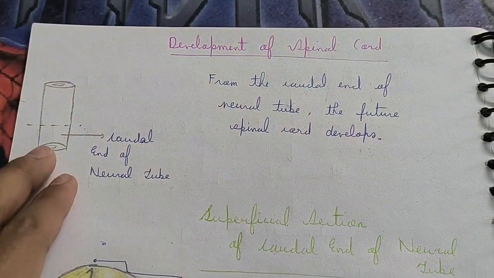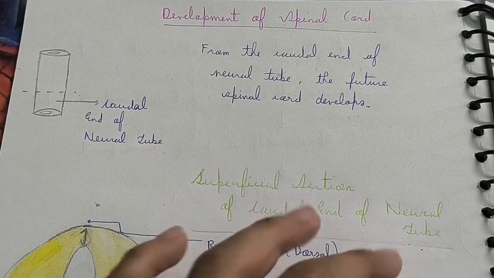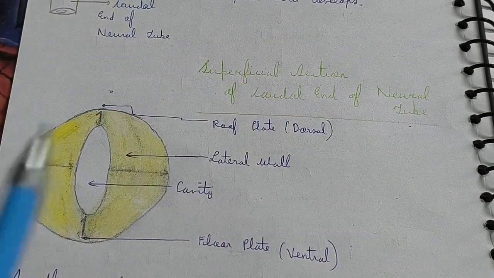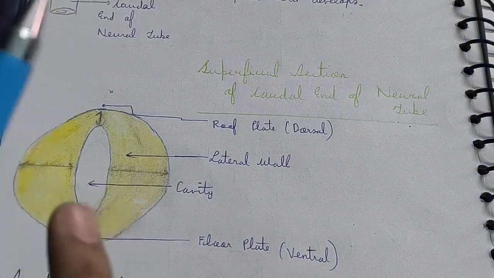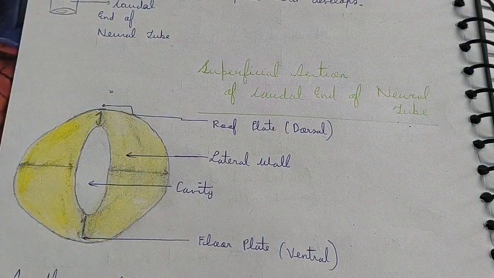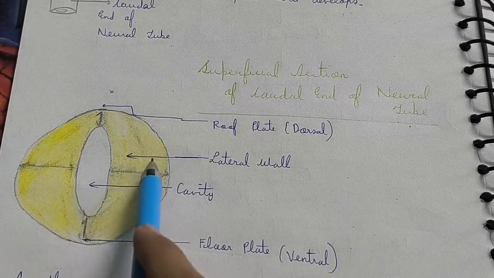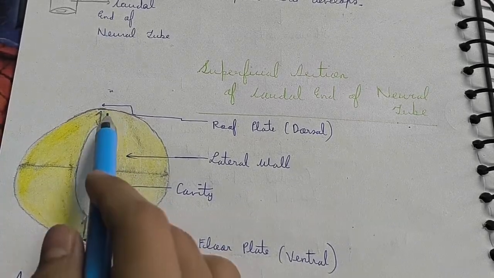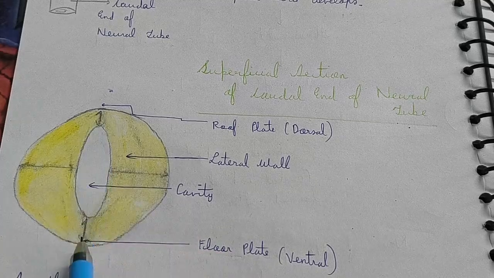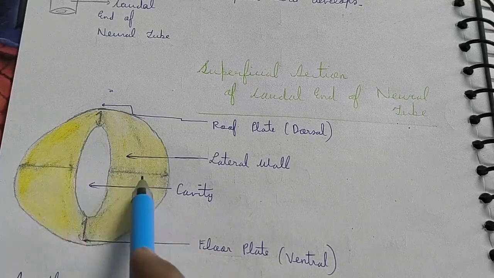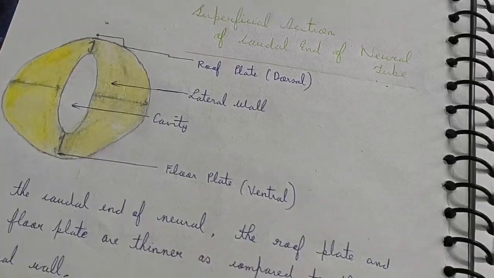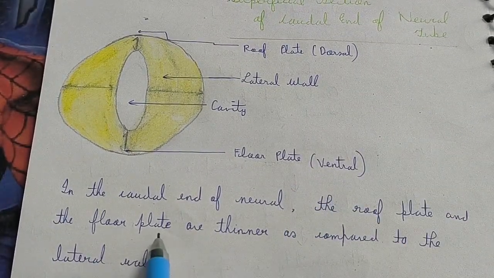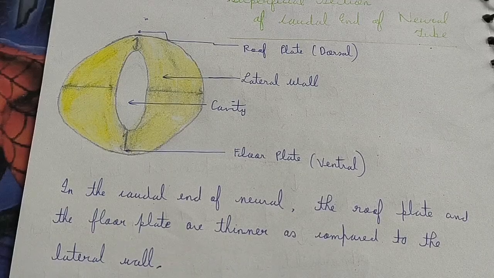Now I want to show the superficial sections of the caudal end of the neural tube. This is a superficial section, and this will help you to easily understand the formation of the spinal cord. This is the cavity or lumen, this is the lateral wall, this is the roof plate, and this is the floor plate. If you see, the roof plate and floor plate are thinner compared to the lateral wall. Therefore I have written that in the caudal end of the neural tube, the roof plate and floor plate are thinner as compared to the lateral wall.